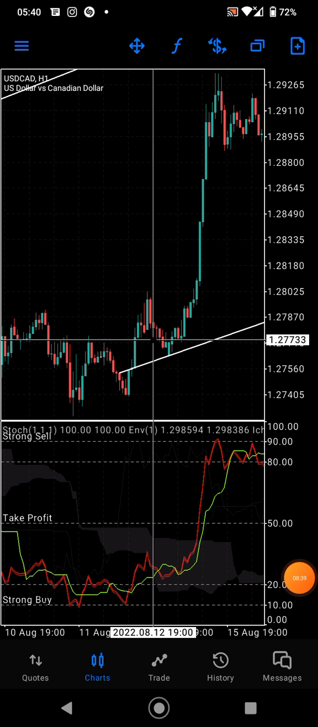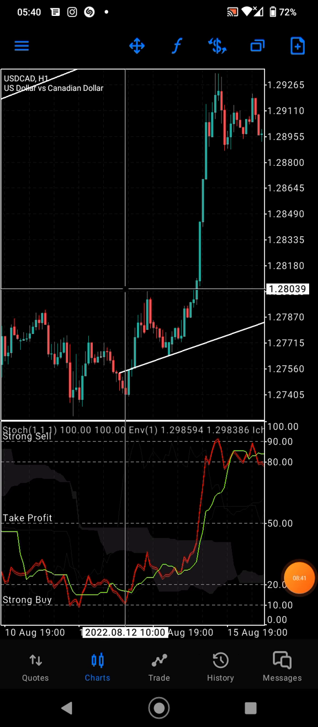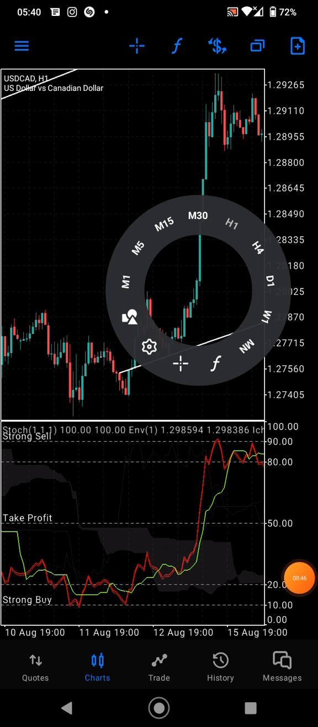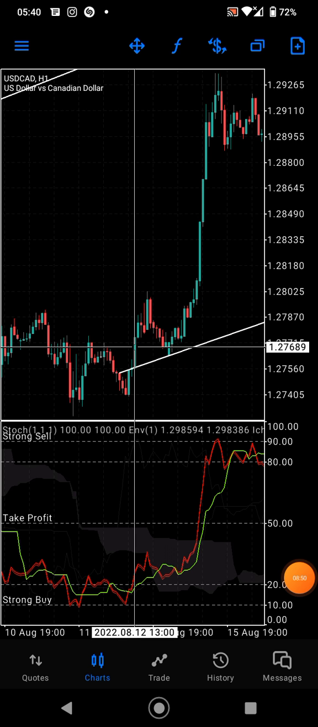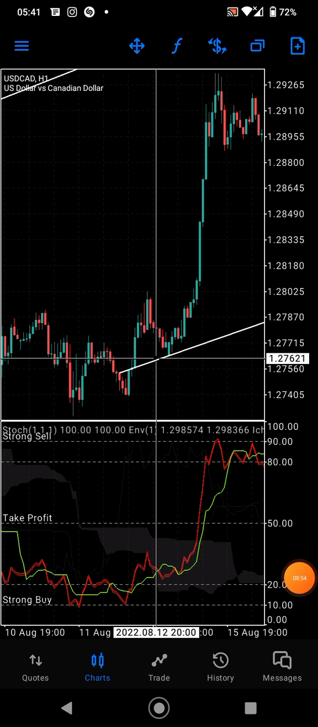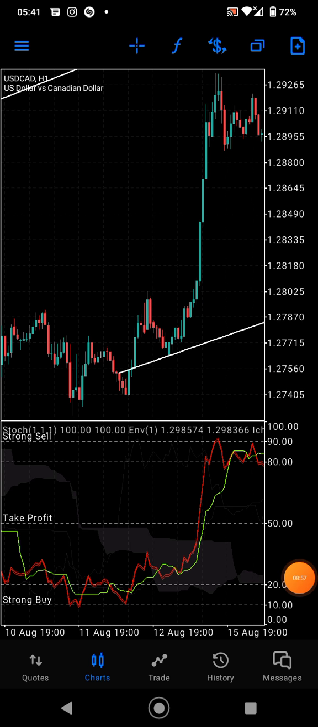So when it started going up, I could have waited for a flag or a correction, I don't know, but I usually just call it impulse and correction. After this impulse right here, it corrected up to here, then it started going up again.